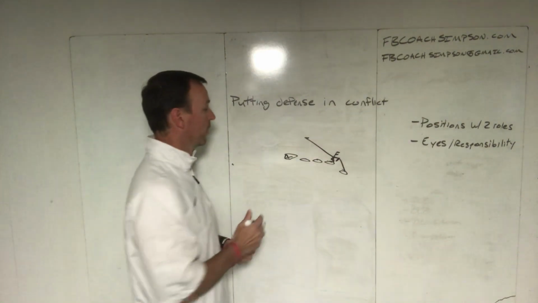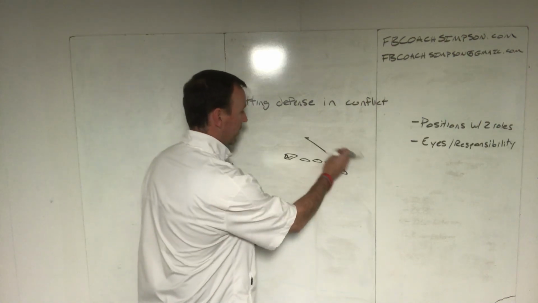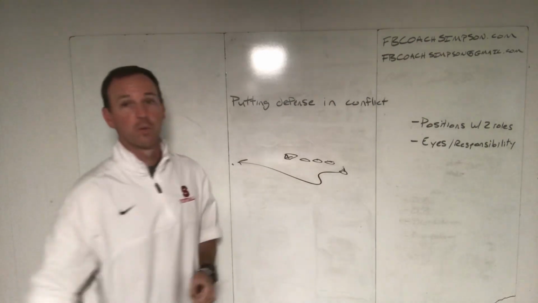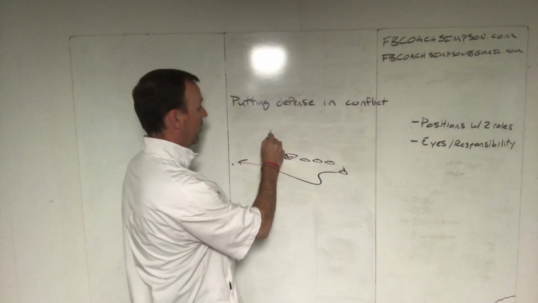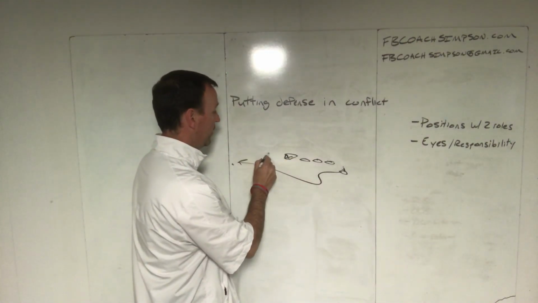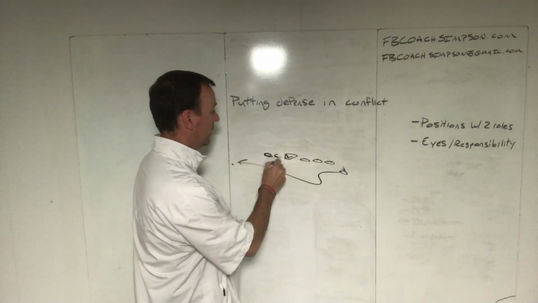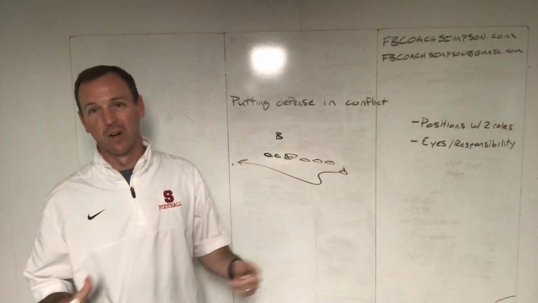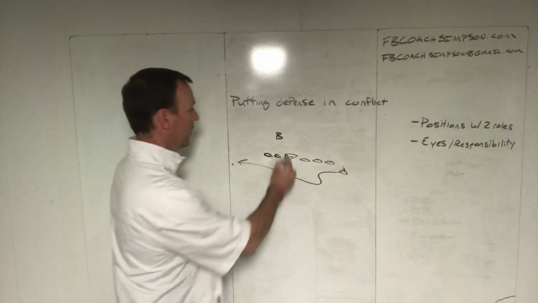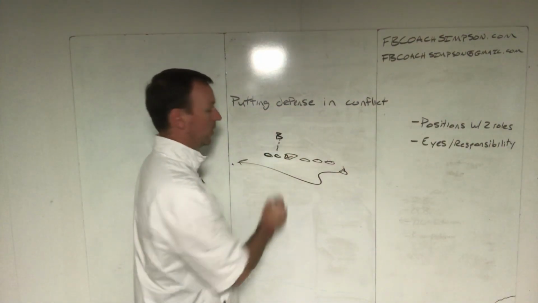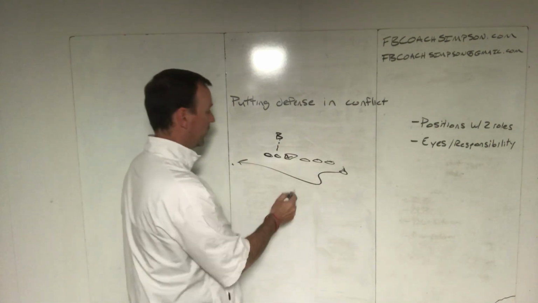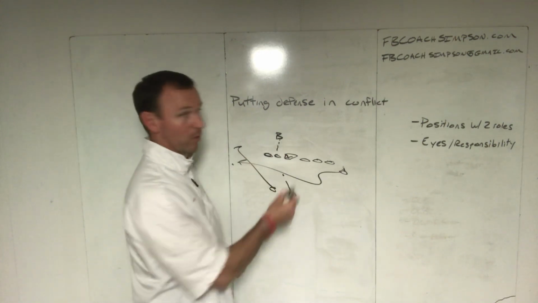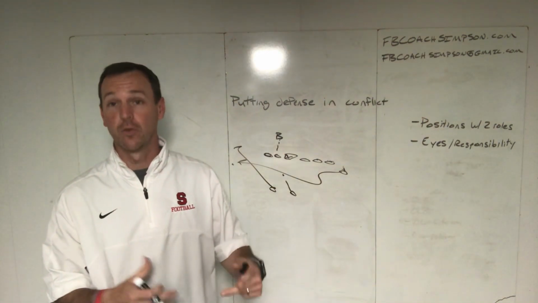Another example, let's say we want to run jet sweep. We want to run the jet sweep this direction, okay? And we know that usually when we run jet sweep, this linebacker is going to read our guard. We'll be running buck or counter or whatever it is. So let's say we think that he is possibly reading the guard. So we're going to run jet sweep, block jet sweep, pitch the ball, except we're going to run a false key for him.